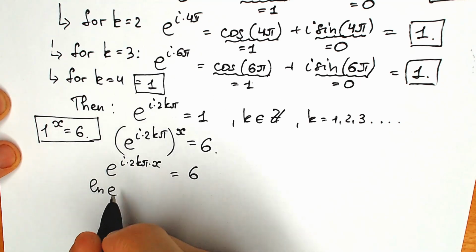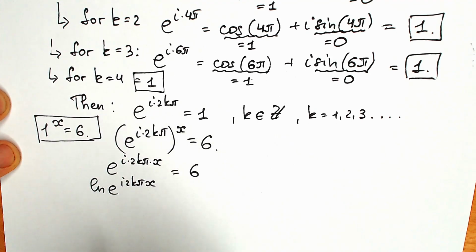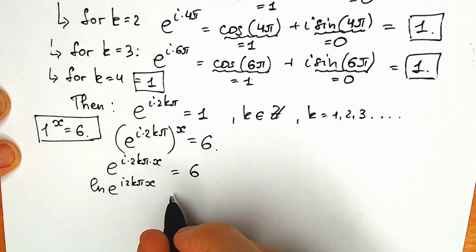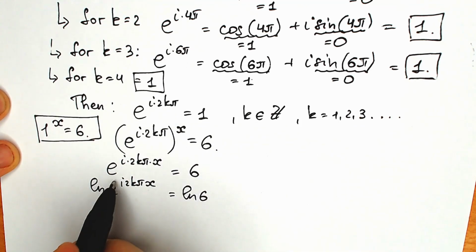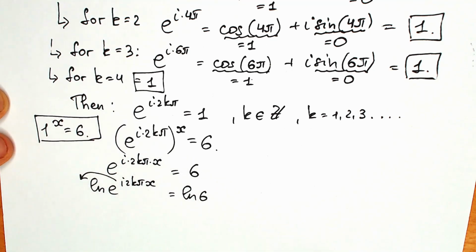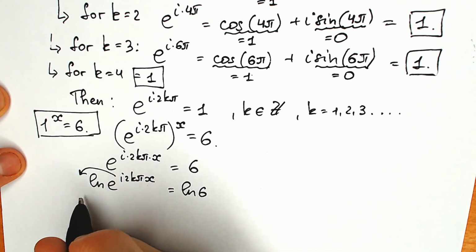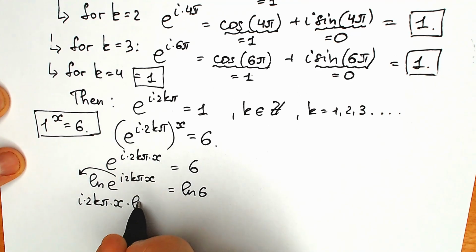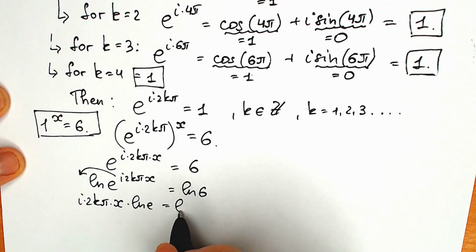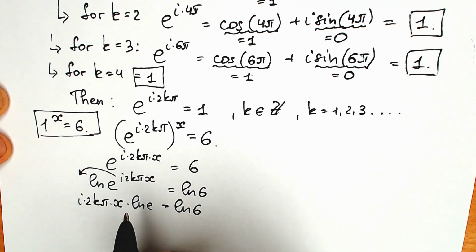So natural log of e to the power i 2kπ x right here. We can easily apply natural log, and on the right side, natural log of 6. And right now, this power will come down right here because of the natural log property. As a result, we have i 2kπ times x times natural log e equal to natural log 6. What we're gonna do next, of course, natural log e, we can easily cancel it, equal to 1.